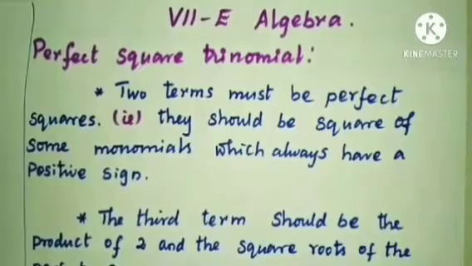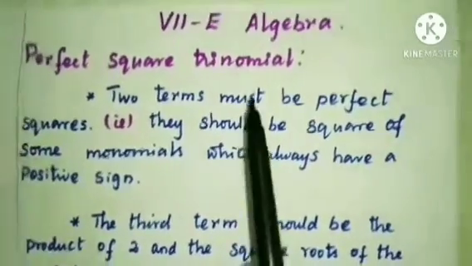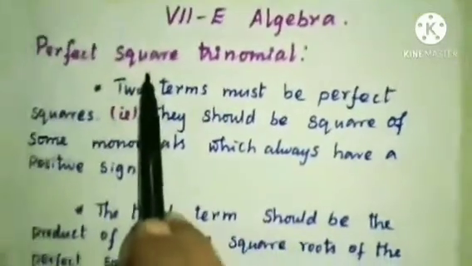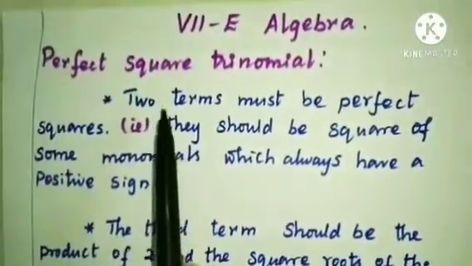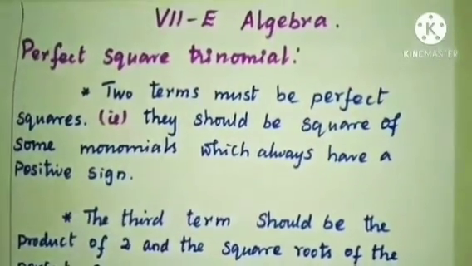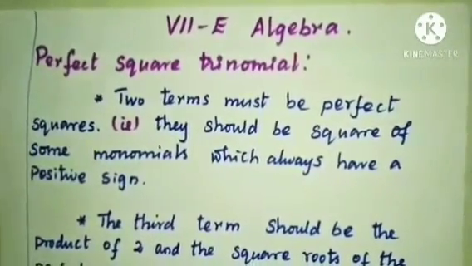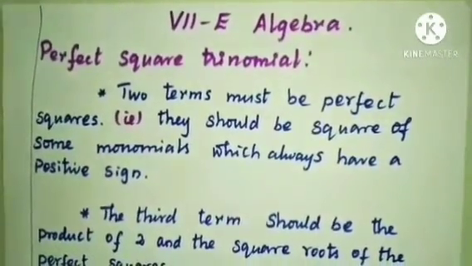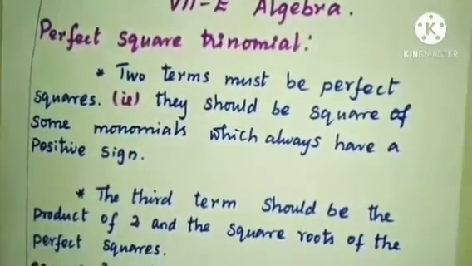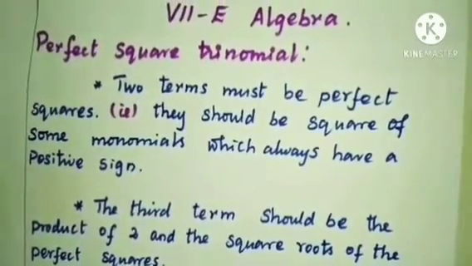Now we are going to see perfect square trinomial. Trinomial means it contains 3 terms. Perfect square means you multiply the same number by itself. What is a perfect square trinomial? If it can be expressed as a square of some quantity, it is known as a perfect square trinomial. Let us see how to check whether the given trinomial is a perfect square or not.